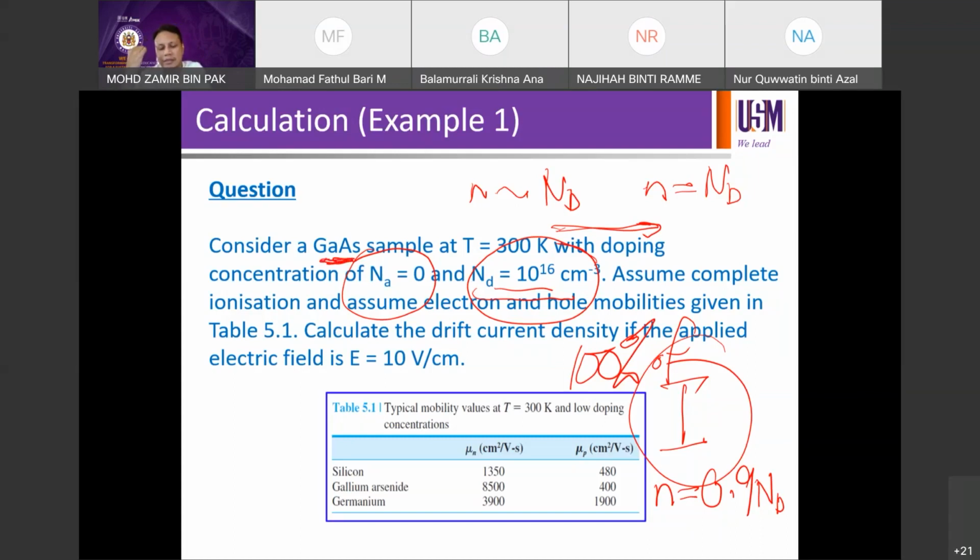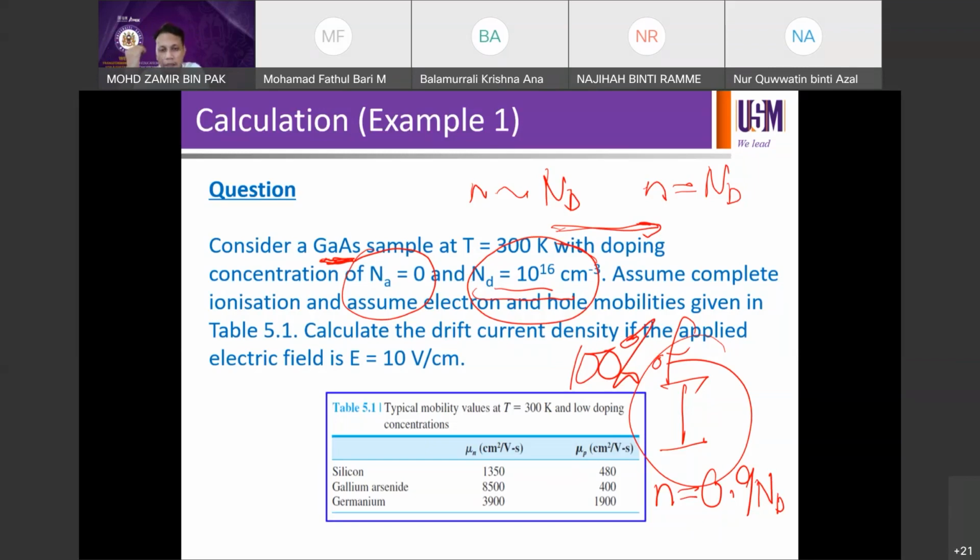Gallium arsenide, right? Then it's no longer 10 to the 10. You have to revisit the value of Ni for gallium arsenide. But if silicon is the question, then you are right. It's just 10 to the 20 divided by 10 to the 16. You're going to get your minority as 10 to the 4. So the concept is correct. Law of mass action. Don't miss that.